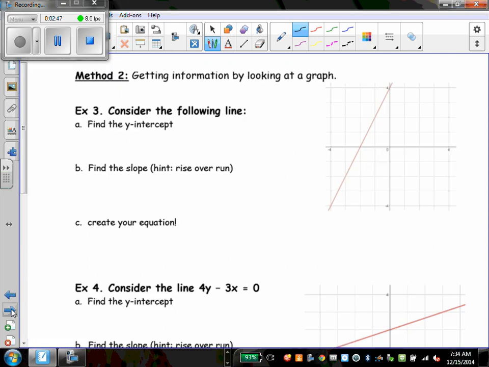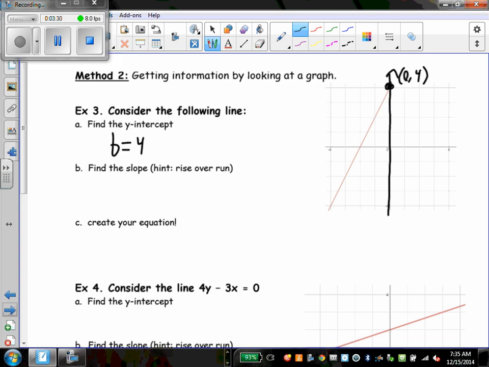Next example. Consider the following line. So, we need to create an equation for this line, and to do that we need to know the y-intercept, and we need to know the slope. So let's find the y-intercept first. In order to do this, we need to remember what a y-intercept is. The y-intercept is where our graph hits the y-axis. So somewhere along the y-axis we have it. And we see here that at this point, 0, 4, our graph is hitting the y-axis. That means that our y-intercept is 4. So we know that b is 4.